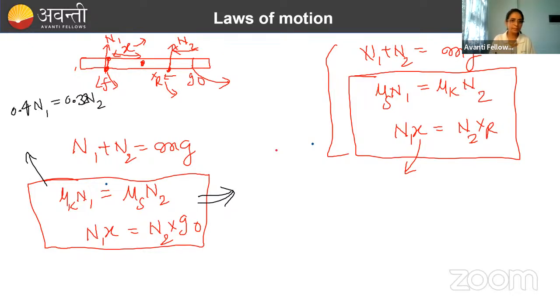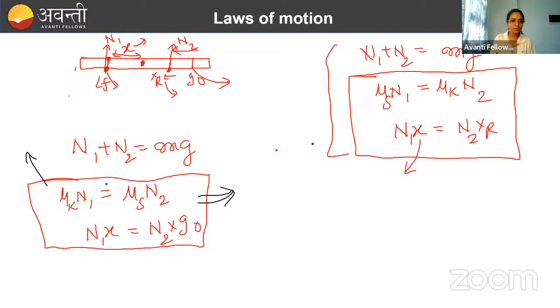N1. Look, I have written it wrong here, no? You people are not marking it. This is bad. Mu K N1 was, no. So mu K N1 if I'm going to write, let's come to the answer. That will be more exciting.